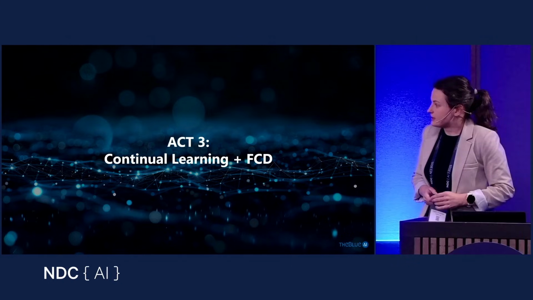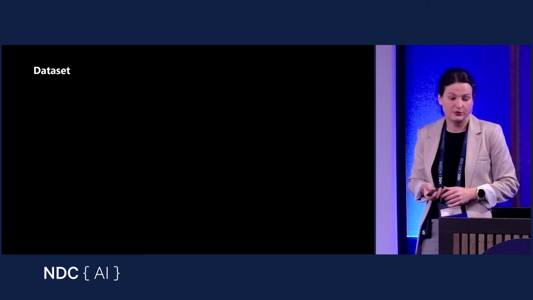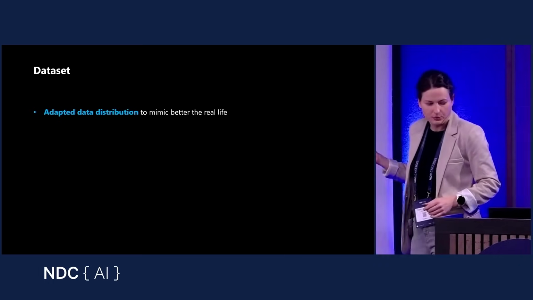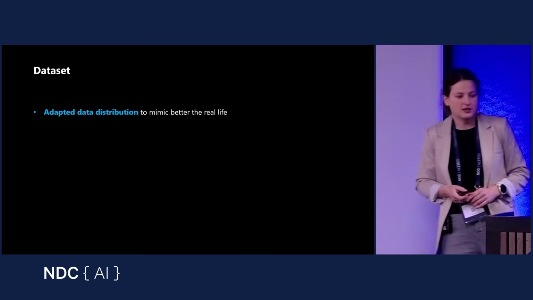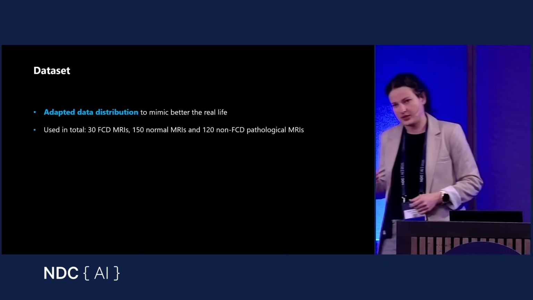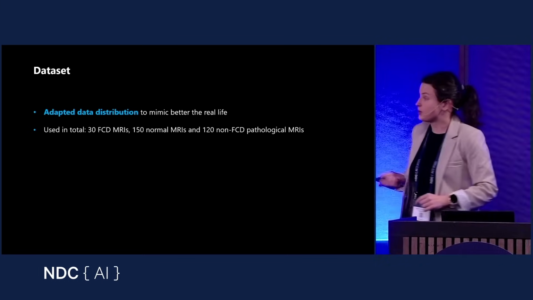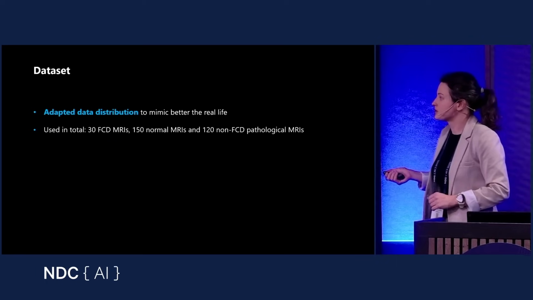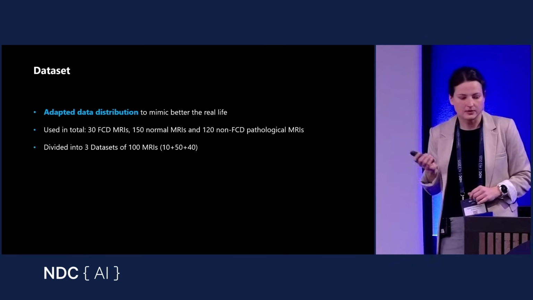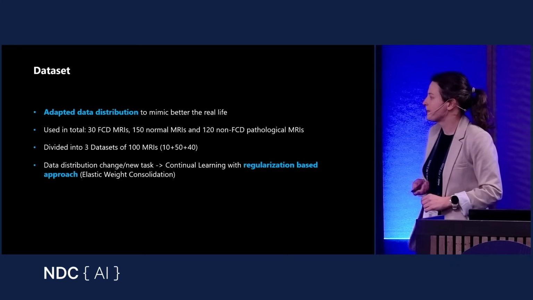So having that knowledge, let's revisit and summarize all of the acts that we have seen before. Let's start again with the data set. Knowing what we already knew about the distribution, we have taken the lesson here and adapted it to mimic real life better. This time the FCDs were only 10% of our data set. So here we had the 30 FCD MRIs, we added 150 normal MRIs as well as 120 other pathologies, and we divided them into 3 data sets, each of them consisting of 100, so 10 plus 50 is 40.